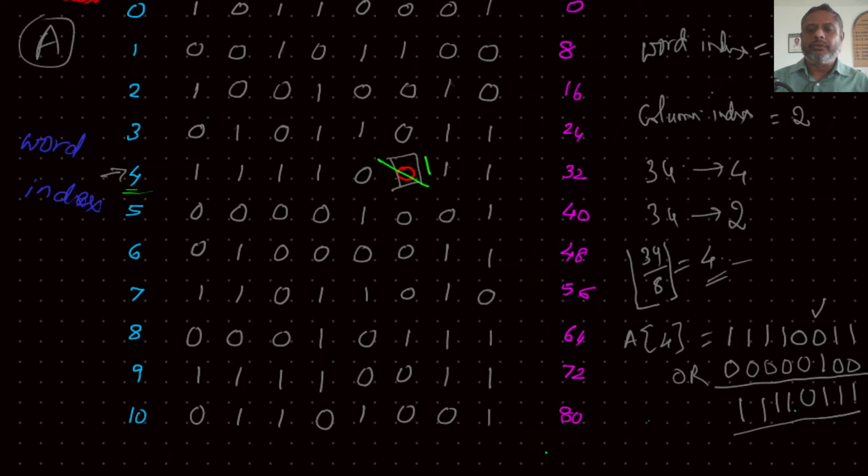So how do you do that? Yes, first thing, take out A of 4. So how did you get 4? 4 is 34 by 8 floor. Then to this, what you need to do is OR what? 0, 0, 0, 0, 0, 1, 0, 0.